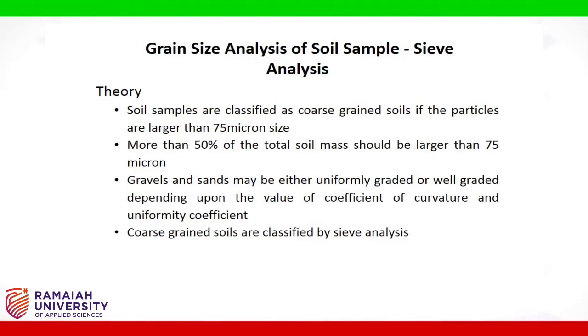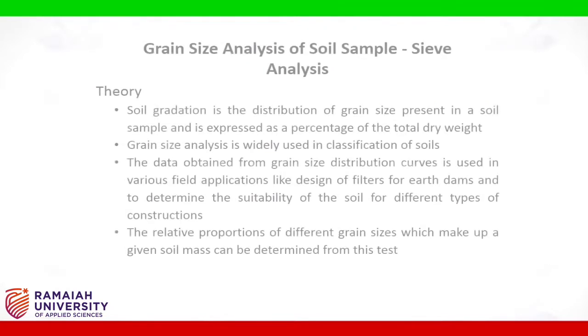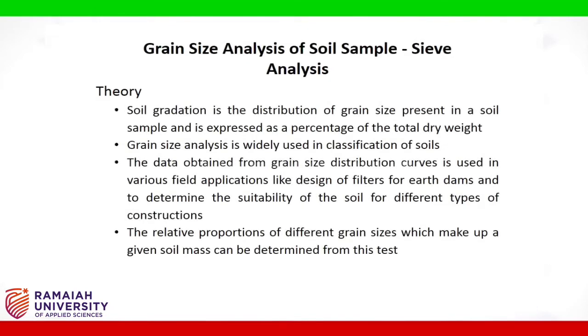Coarse-grained soils are classified by sieve analysis. Soil gradation is the distribution of grain size present in a soil sample and is expressed as a percentage of the total dry weight. Grain size analysis is widely used in classification of soils. The data obtained from grain size distribution curves is used in various field applications like design of filters for earth dams and to determine the suitability of the soil for different types of constructions. The relative proportions of different grain sizes which make up a given soil mass can be determined from this test.